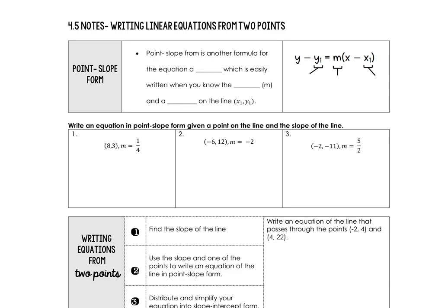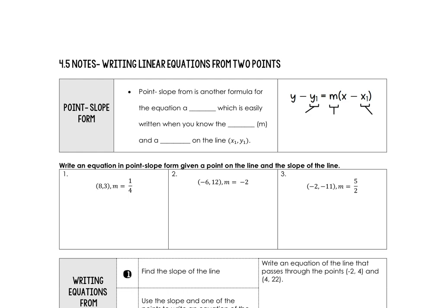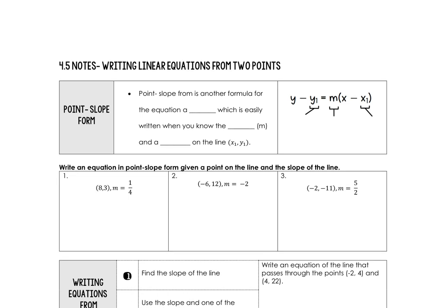Okay, so in 5.1, we're going to look at how we write the equation of a line if we just have 2 points. So what if we don't have a graph? What if we have points? What if we have tables? How do we write the equation? So that's what we're going to look at today.